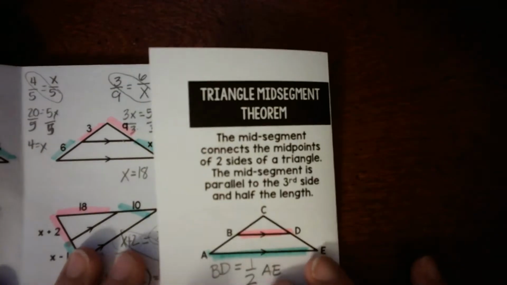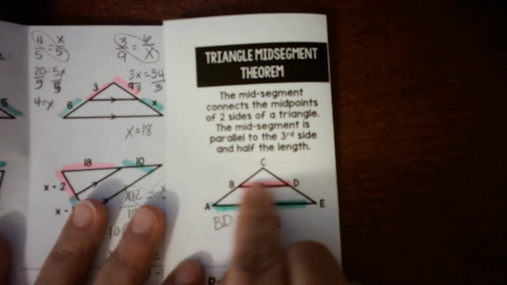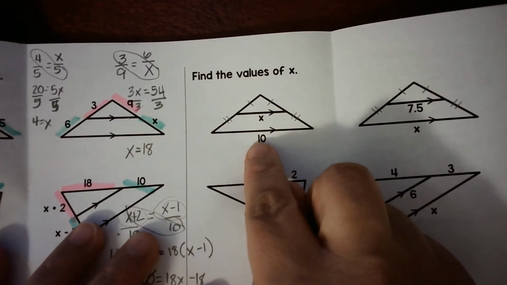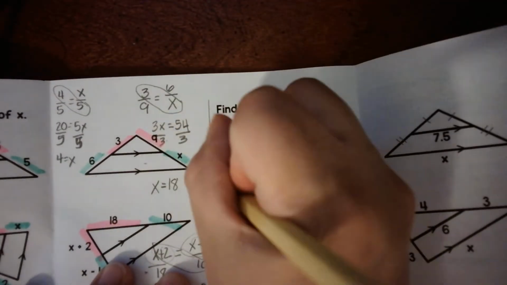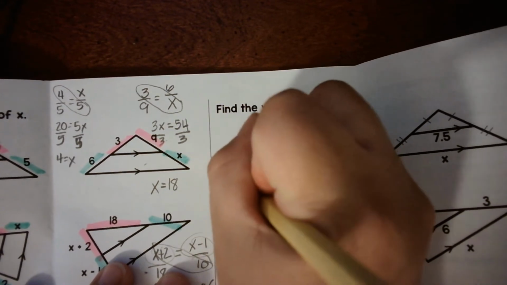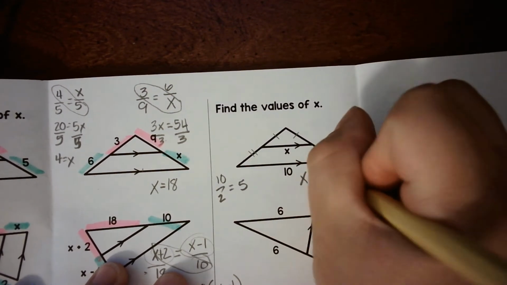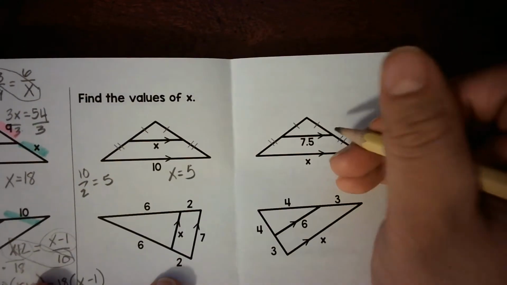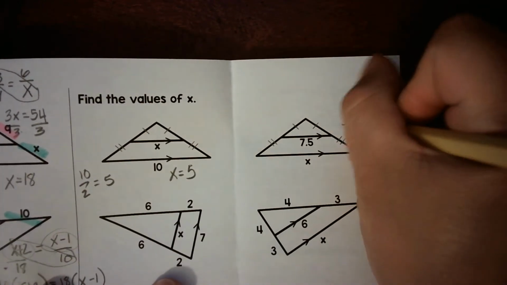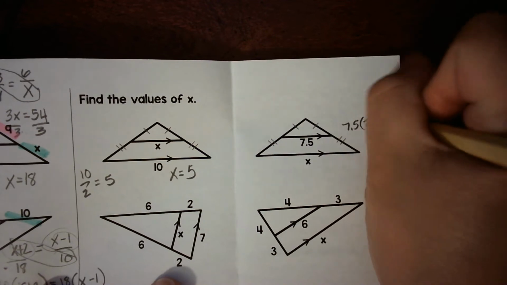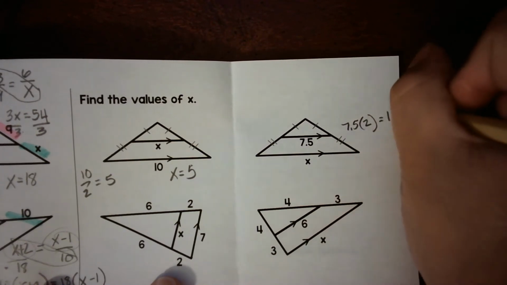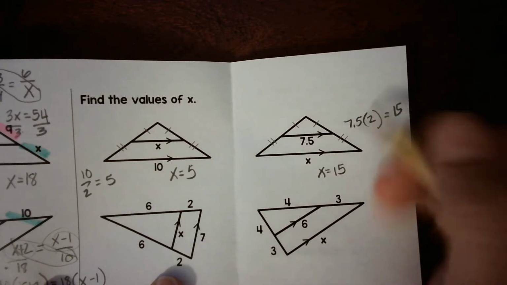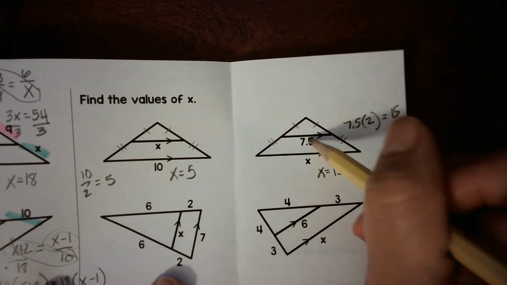Alright, in this section, remember we had that the one in the middle was 1/2 the one on the outside. So if I take 10 and I divide by 2, gives me 5. That means x is equal to 5. It's half. If you have the one in the middle, we have to do 7.5 times 2, which gives you 15. That means x is equal to 15. Because 15, if you take half of it, that's 7.5.